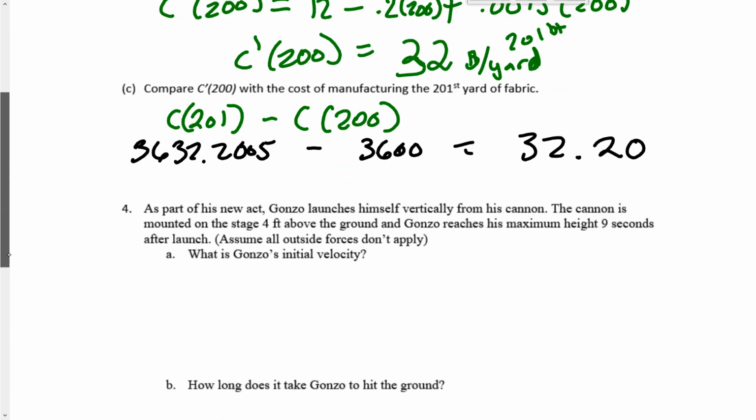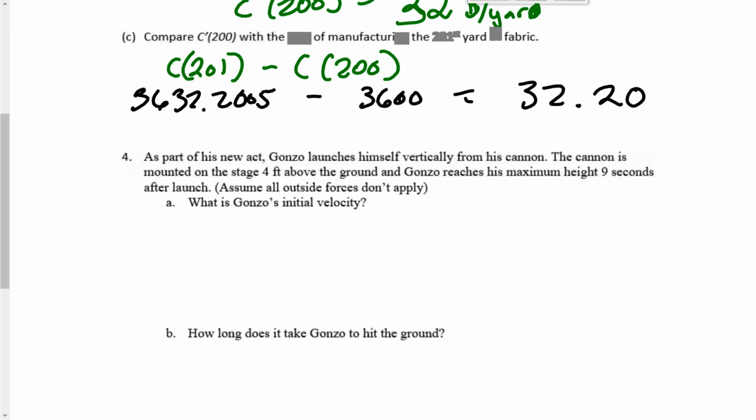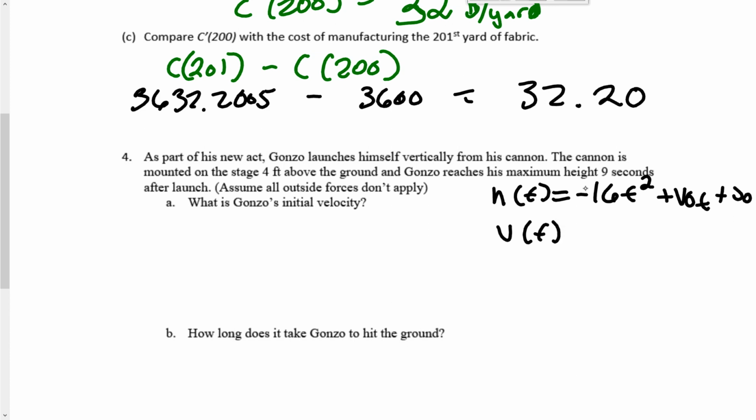Okay, so here's another problem. Again, shooting something in the air vertically. So we're going to have that same height equation, and if we want our velocity, we're just going to have to take the derivative of this. And again, it's in feet per second because I like to use feet per second for some reason. Okay, and then if we take the derivative of that, that would be our velocity.